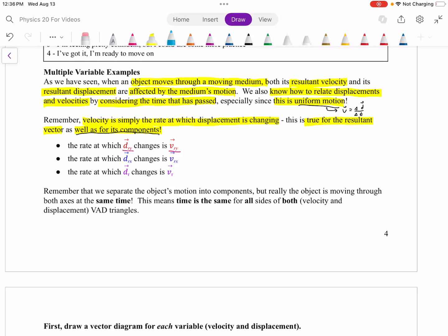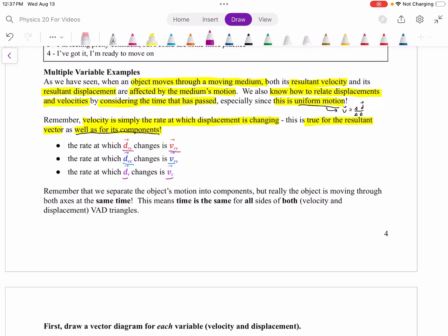The rate at which we move horizontally is the velocity we were moving horizontally only. And the rate at which our overall displacement, how we actually moved, changes is our actual resultant velocity. So we don't want to mix those up, right? We can use d_ry with v_ry, but we can't use d_ry with v_rx because that's its horizontal velocity and it has nothing to do with how far it would move vertically.